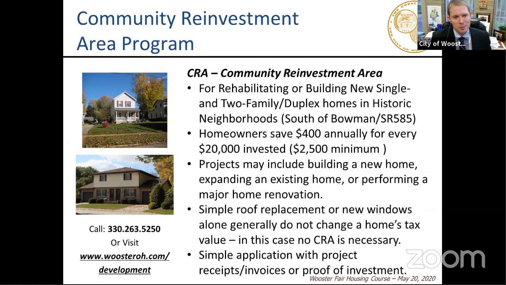Homeowners essentially are able to save $400 annually for every $20,000 worth of investment made in the home. So if you have a house that was $20,000, the annual tax on that would be about $400. And it doesn't have to be 20,000. It can be as little as 2,500. It can be substantially more than 20,000. But the CRA program, again, is there to help homeowners get a little bit of breathing room after a major rehabilitation, financially speaking, in order to recoup their costs.